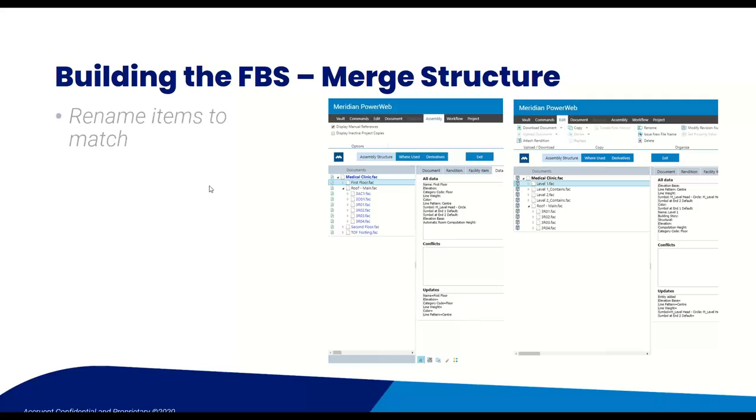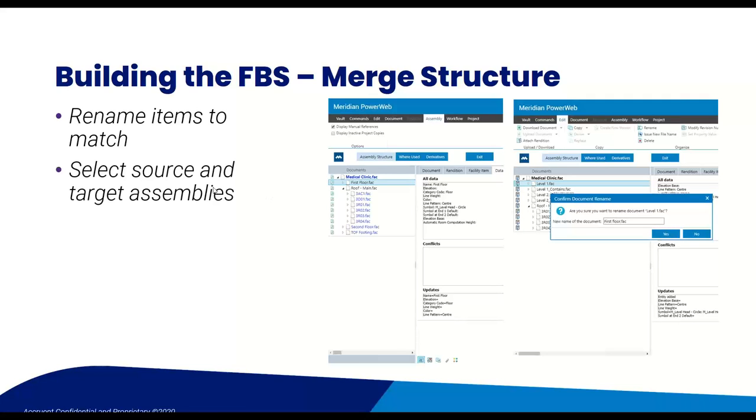And then what we can do here is basically synchronizing the names so that they match. And then we can select what is the source and what is the target, so in which of the hierarchies do we want to summarize everything. And then we can call a tool that will merge all the data and also detect any conflicts in the data so that you can address those and harmonize everything.